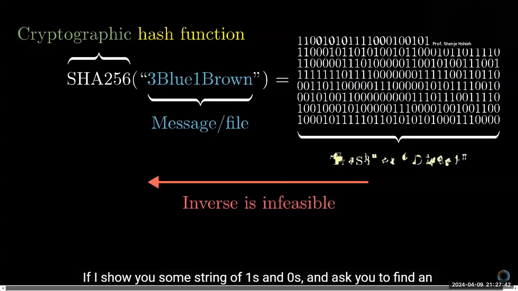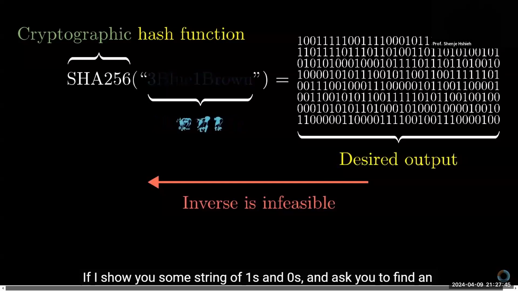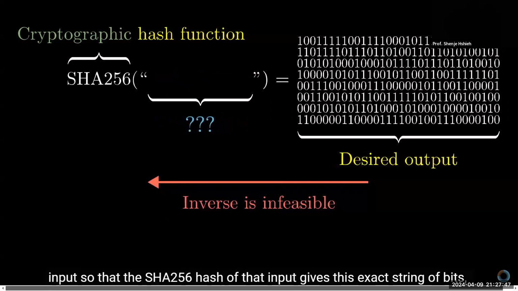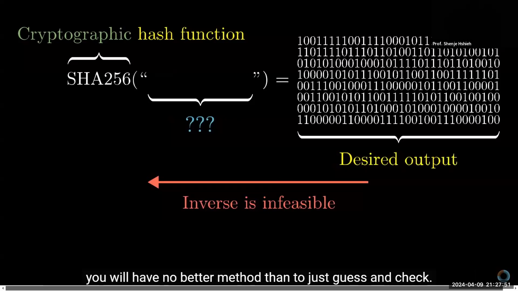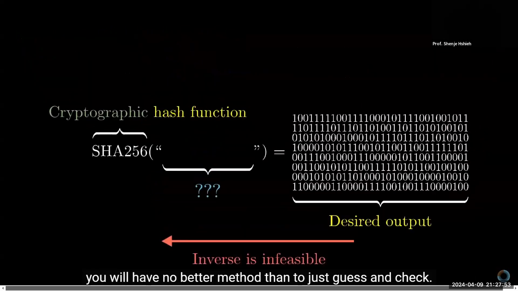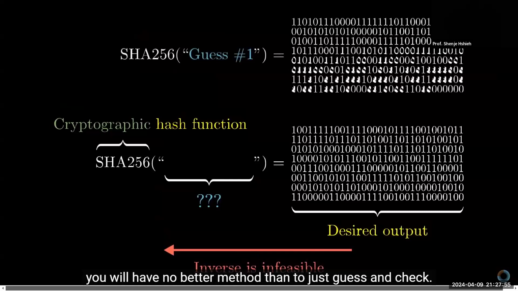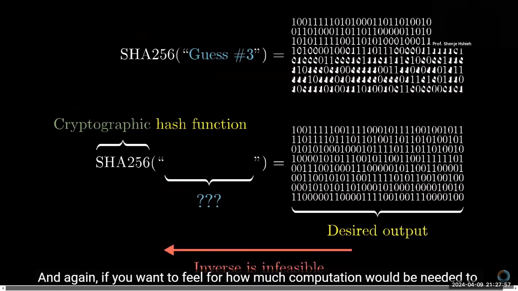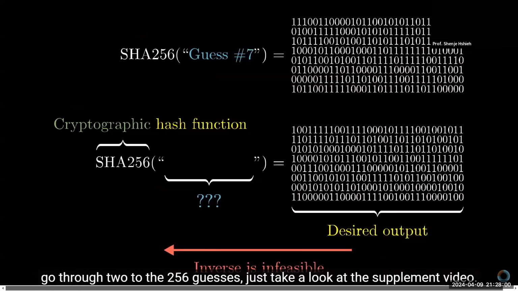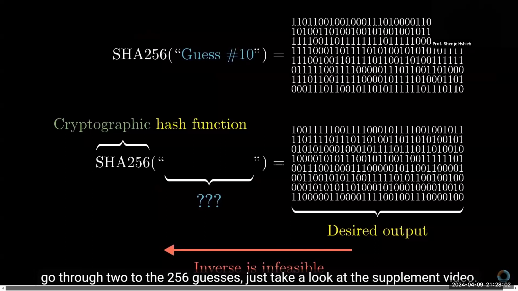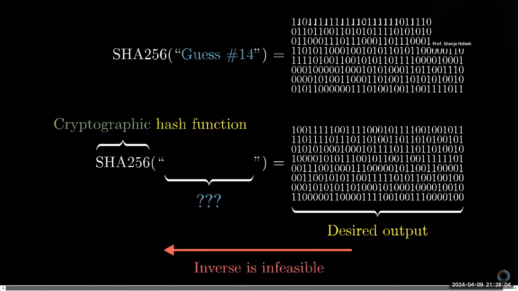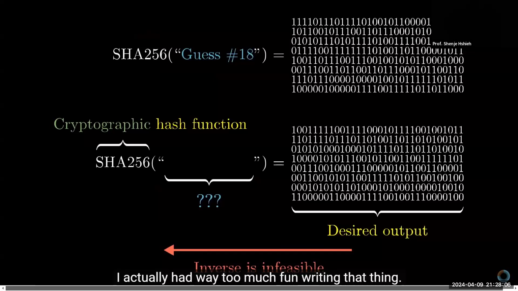If I show you some string of ones and zeros and ask you to find an input so that the SHA-256 hash of that input gives this exact string of bits, you will have no better method than to just guess and check. And again, if you want to feel for how much computation would be needed to go through 2 to the 256 guesses, just take a look at the supplement video. I actually had way too much fun learning that thing.